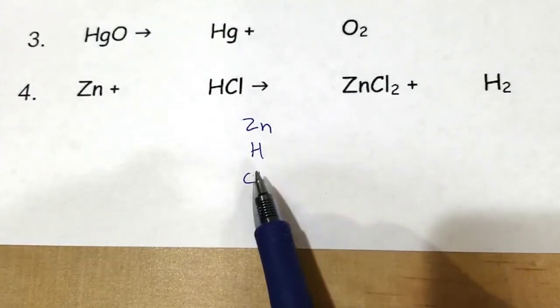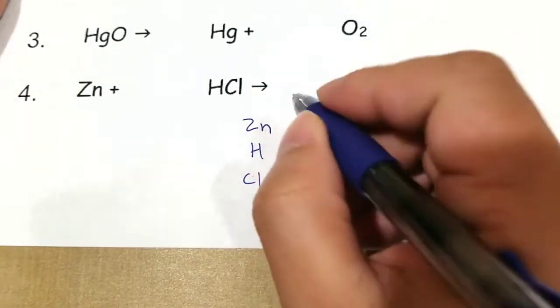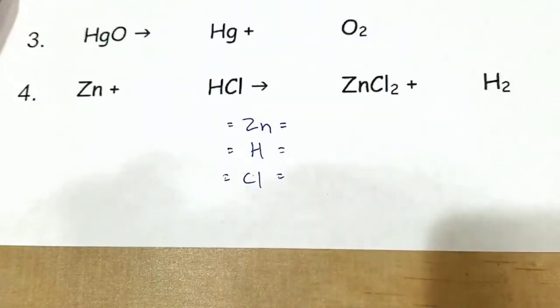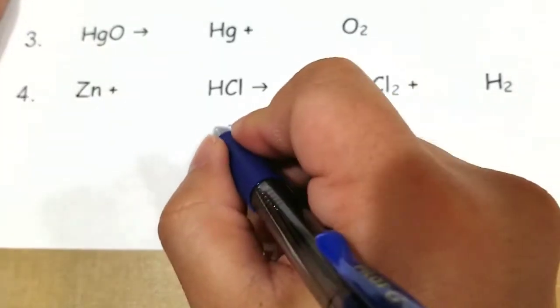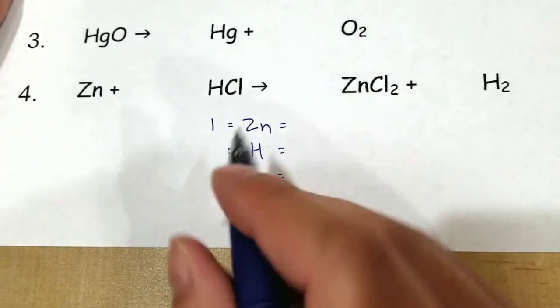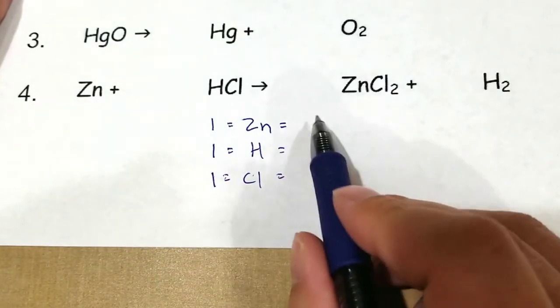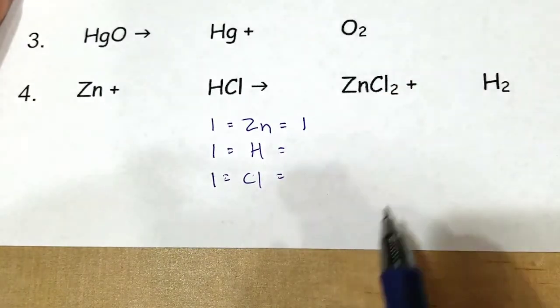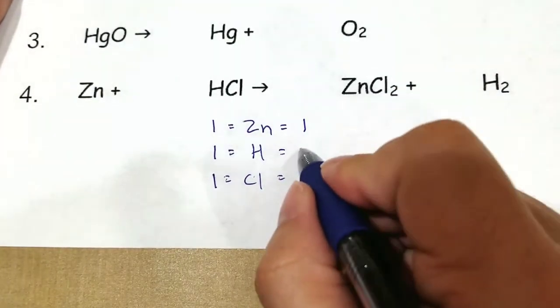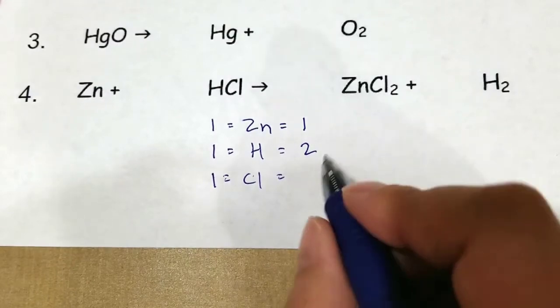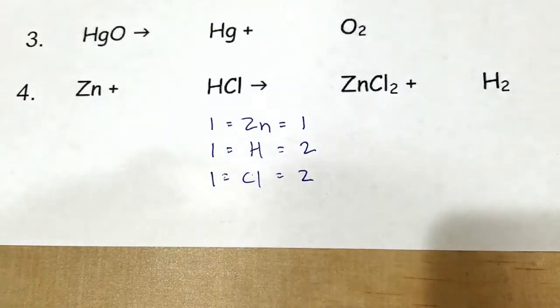All right, anyways, going back to our work, we have these elements. Then you want to put the equal sign for each one to identify how many there are. On the left side, we have one zinc. We also have one H. And we have one Cl. On the right side, we have one zinc. We have 2H. If you forgot how to count your atoms, make sure you review the videos on how to count atoms. And then we have 2Cl. So now looking at the balancer, we notice that the equation is not balanced on the left side versus the right side.